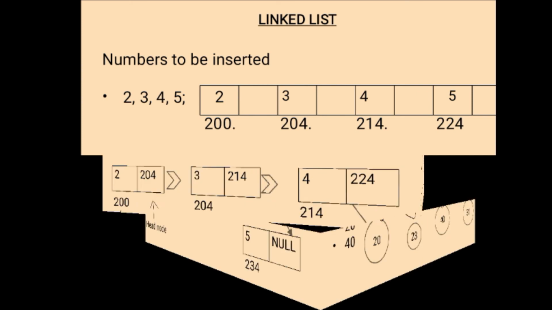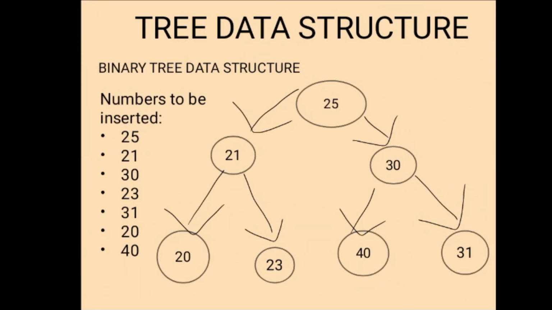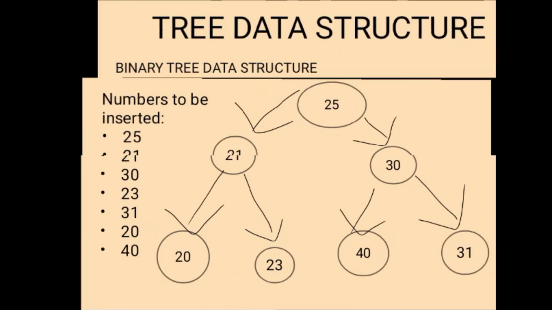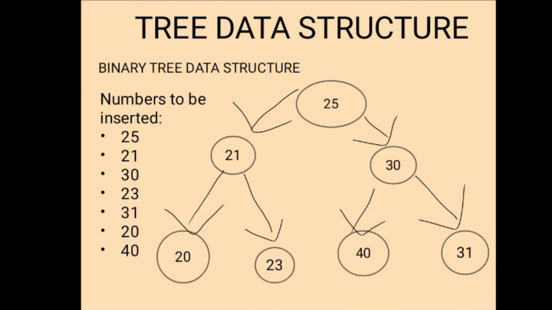Let's look at our next data structure, that is tree data structure. There are many kinds of tree data structures. One of them is binary tree data structure. As the name suggests, there will be a parent node and two children will be there. Right child will always be greater than the parent node, and left child will always be smaller than the parent node.